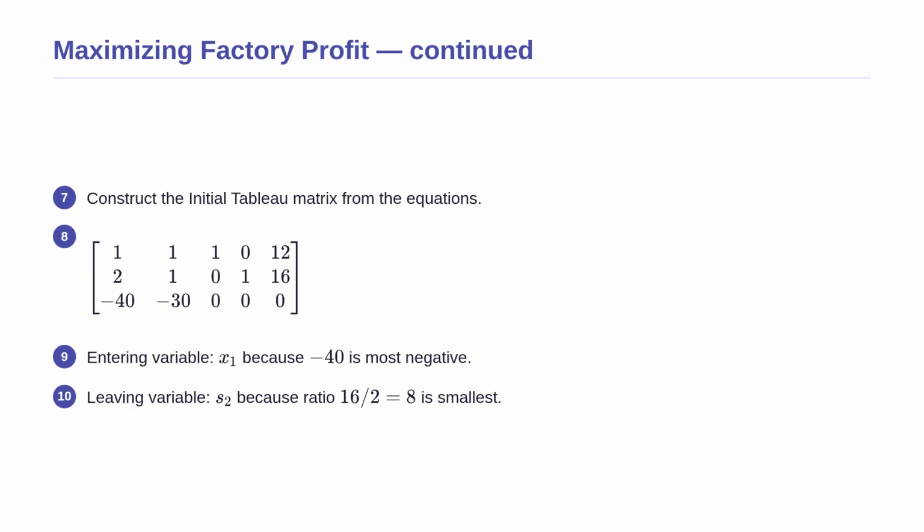Next, we divide the right side constants by the positive numbers in the entering column. 12 divided by 1 is 12 and 16 divided by 2 is 8. The smallest positive ratio is 8, so S2 leaves. The intersection is the number 2, which is our pivot element.